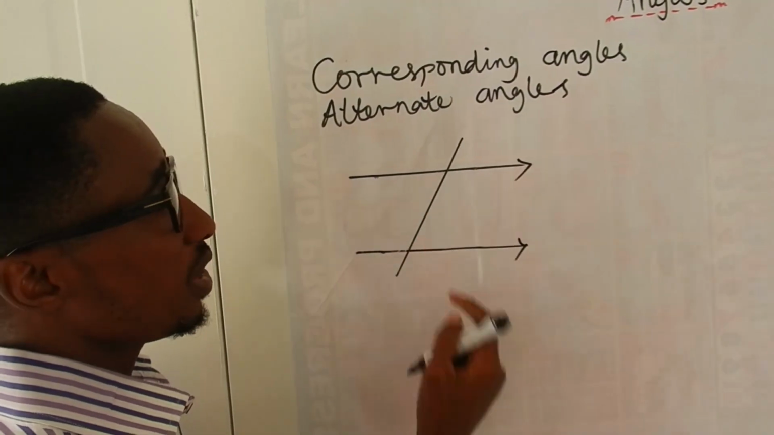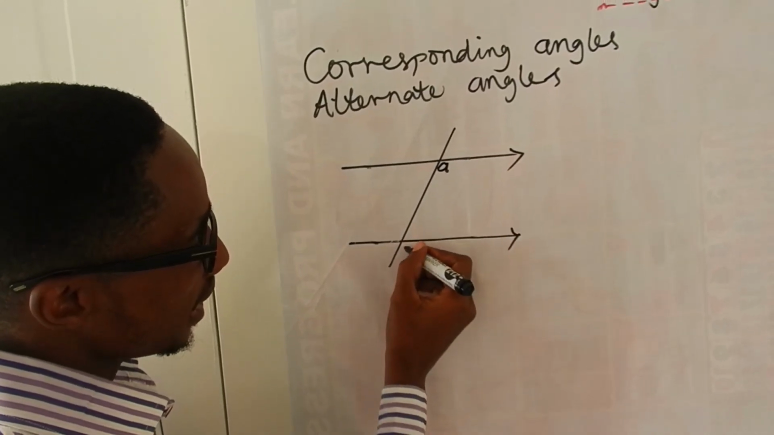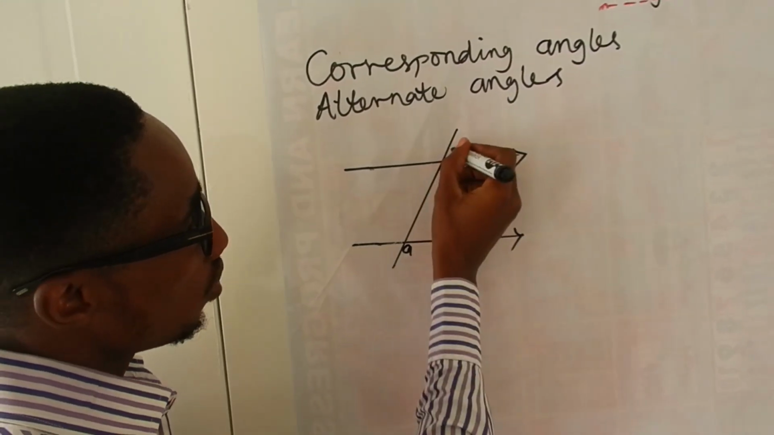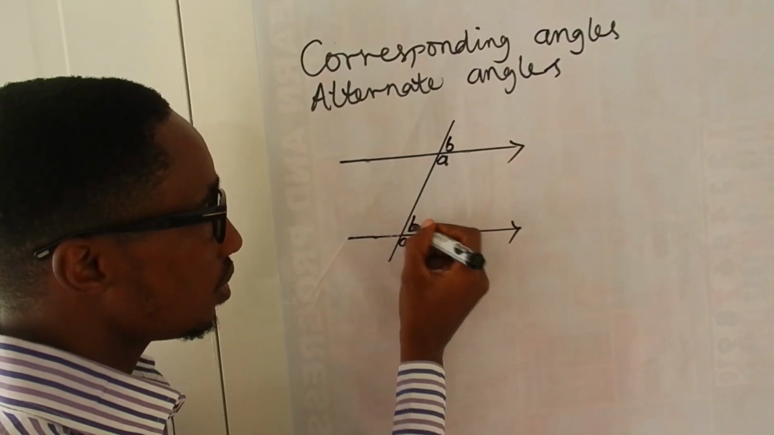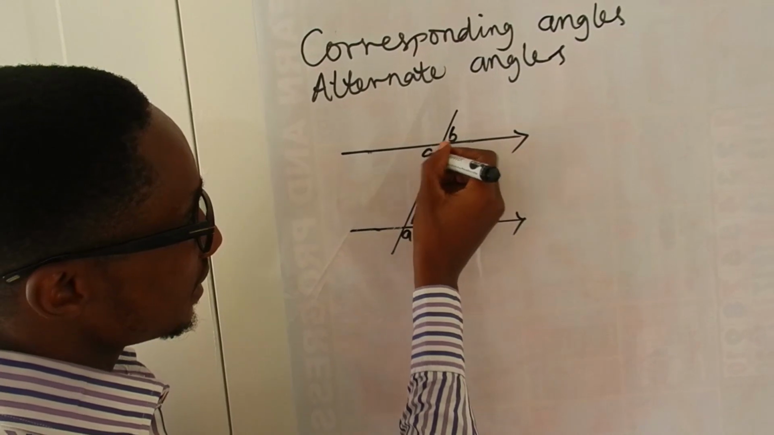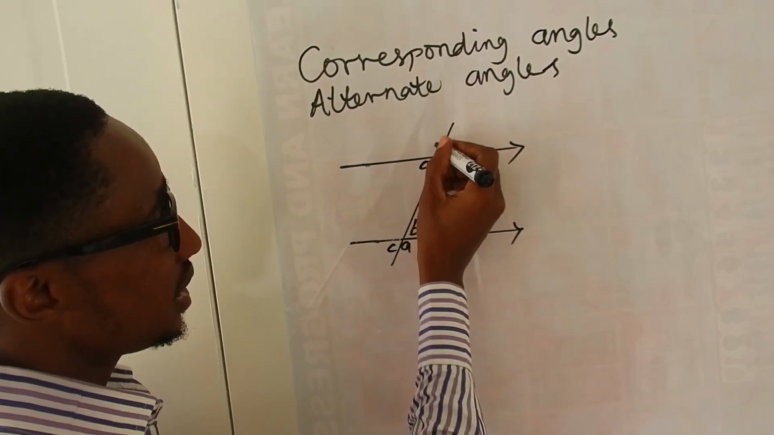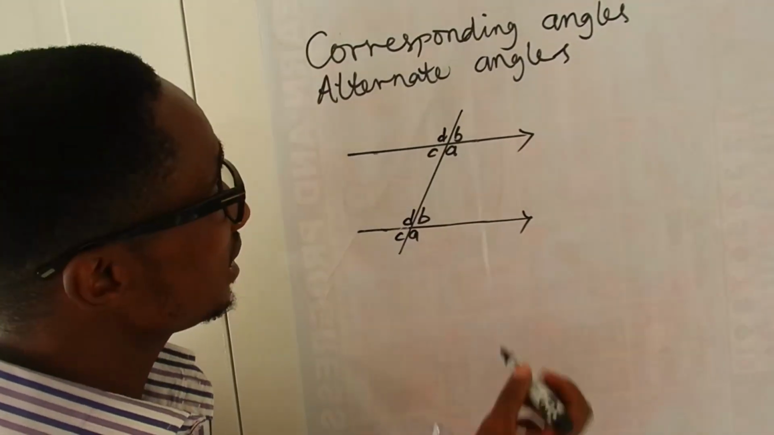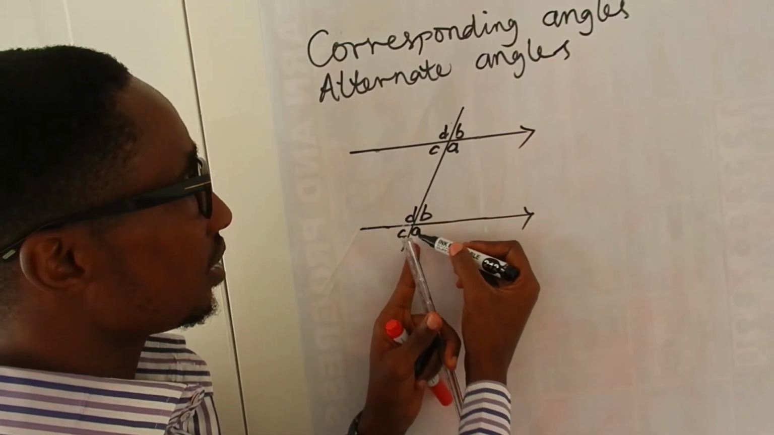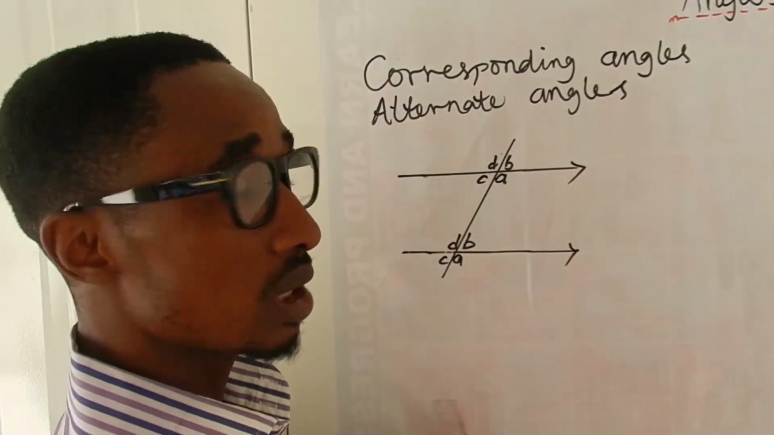What corresponding angle states is that this angle A is equal to this angle A, okay? This angle B is equal to this angle B. You have here C equals to this angle C. You have here D equals to this angle D. It means whatever value you have here equals the value you've got here. A is equal to A. Corresponding angles. They are corresponding.